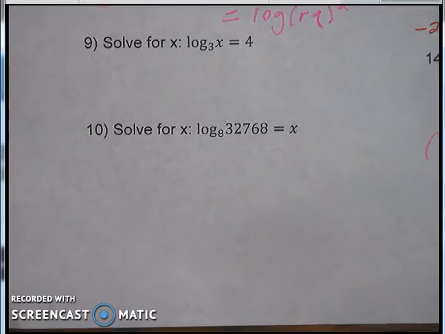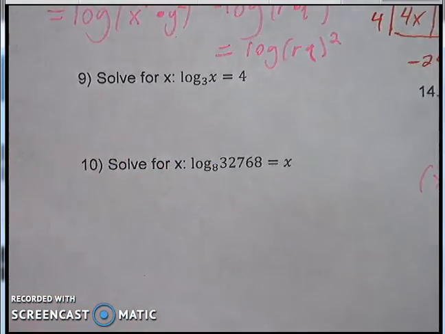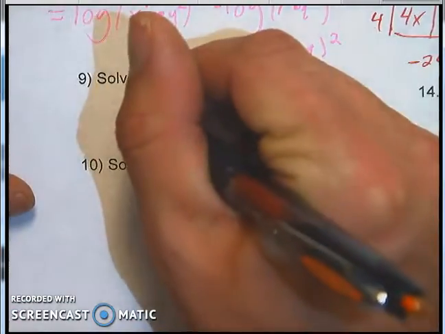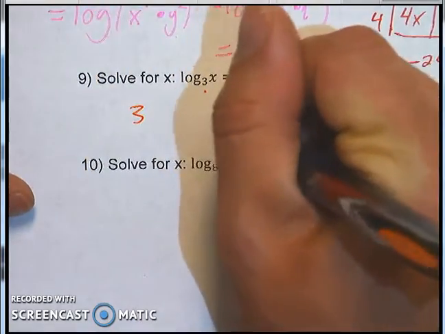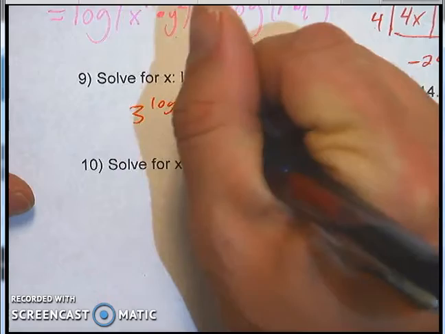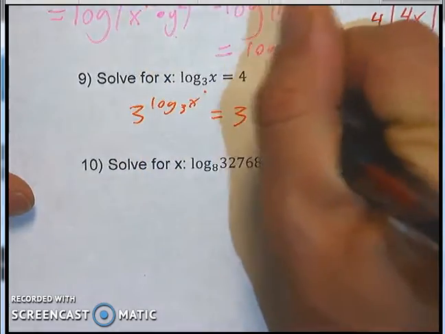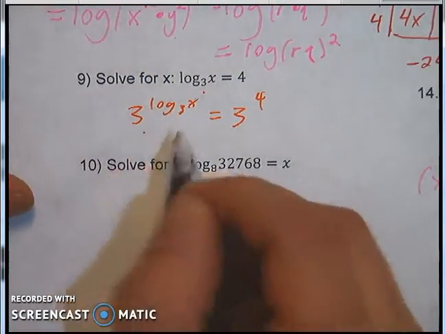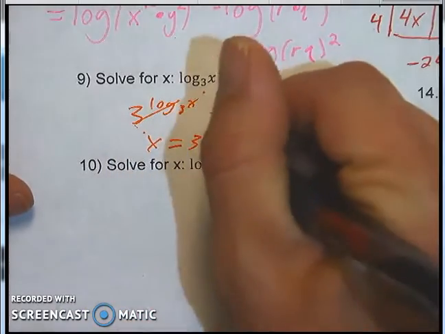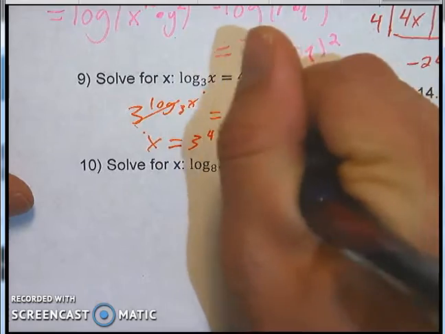They're just calculator work. On number 9, to get that x by itself, you need to remember that you take that base, log of 3, write it down twice. 3 equals 3, and then write the original equation up in the exponent. So the 3 and the log 3 will cancel out, leaving me with x equals 3 to the 4th power, which is just 81.